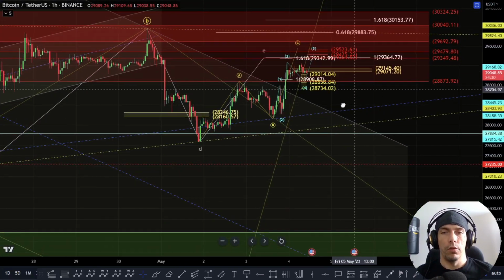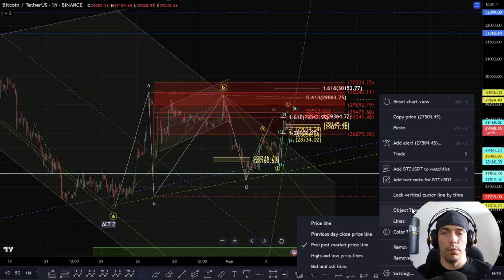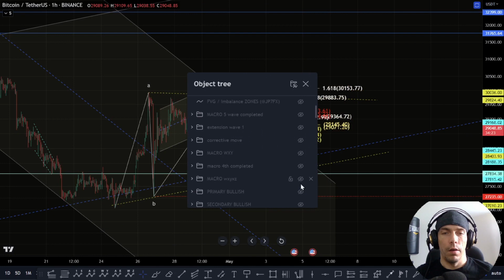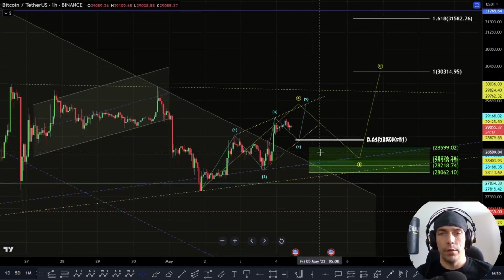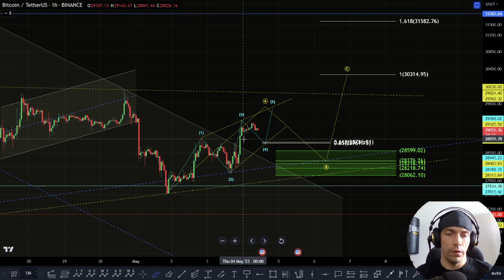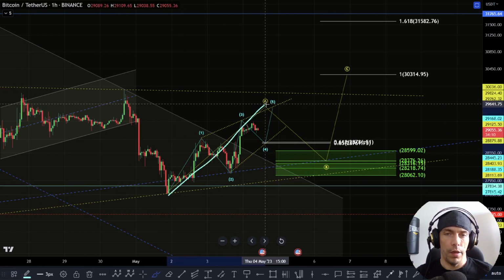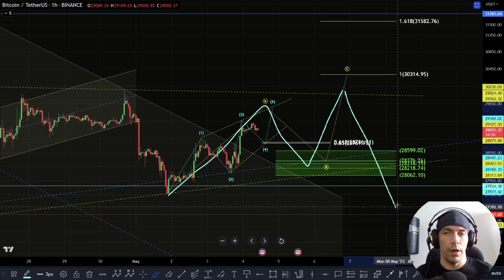But we need to just be cautious because there are a couple of ways of counting this move and it's not really proven itself either way here. Now, one thing I am looking out for is that we could actually be forming something within the structure like this, rather, where we actually form a diagonal here. Now, if this is a diagonal, this could still tie into the idea of being an E wave where we get A, B, and C, and then we look to break down from there.